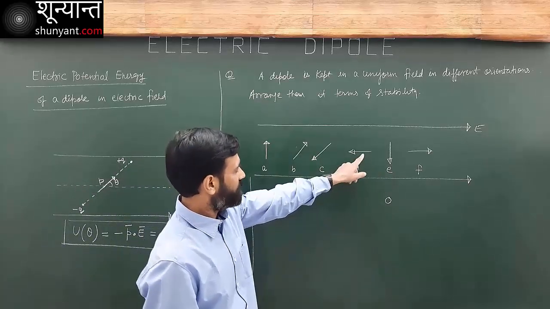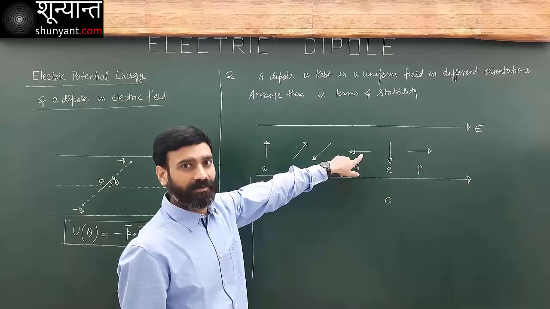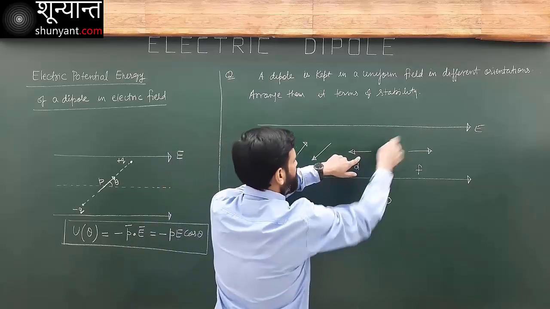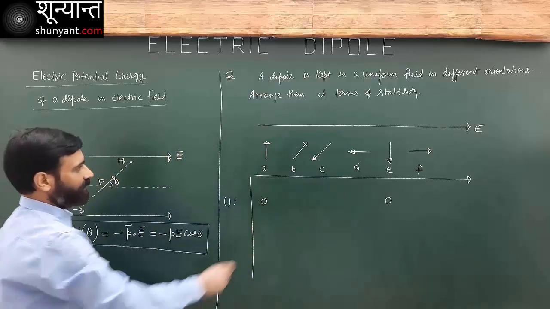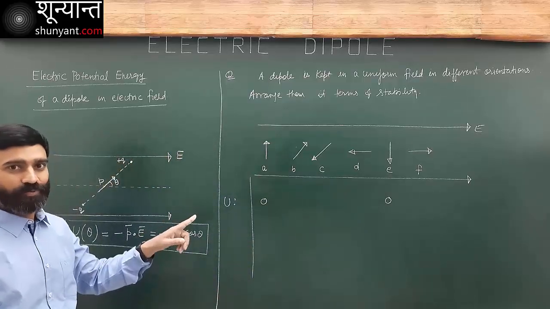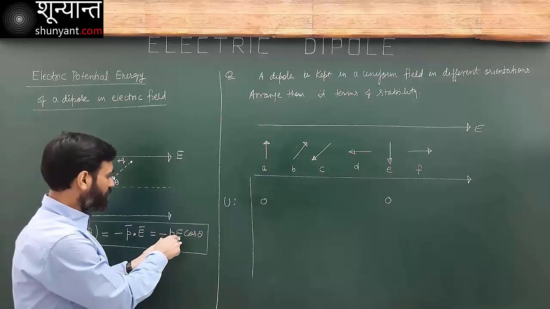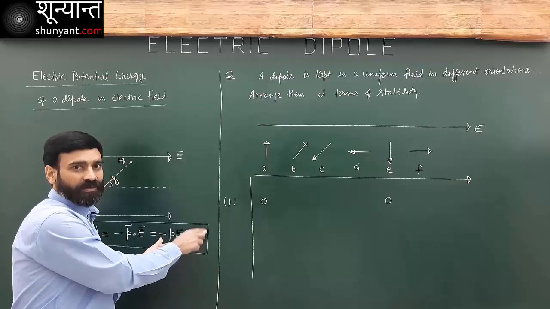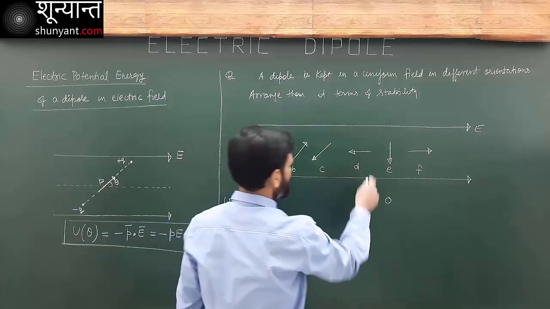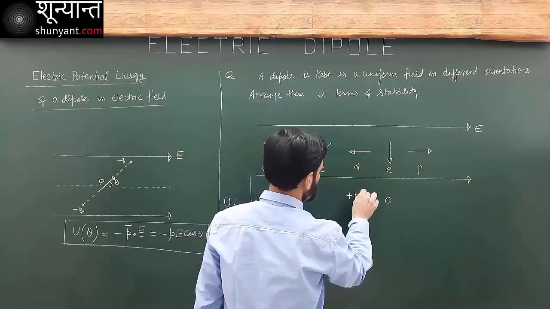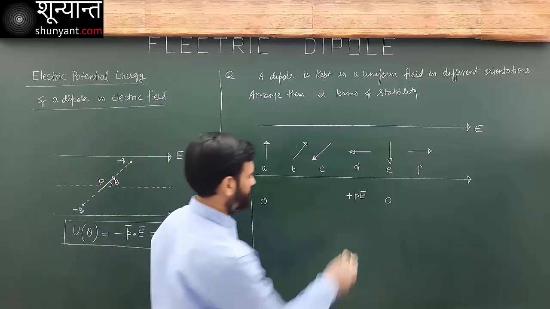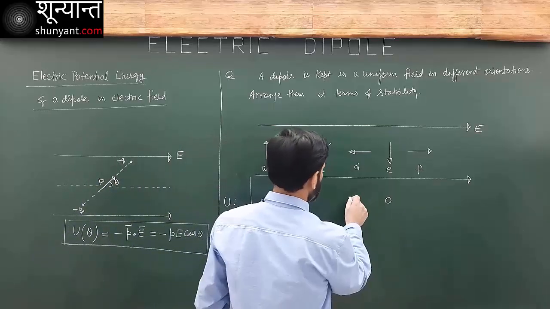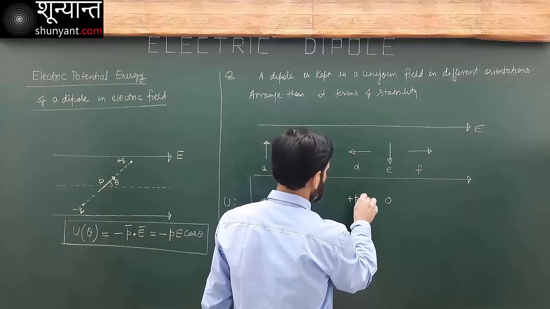Now what about this? What is the angle here? Field is towards right, dipole towards left. Angle is 180 degrees. Cos 180 is minus 1. So minus PE cos 180, with cos 180 being minus 1, becomes plus PE. So here it becomes plus PE.